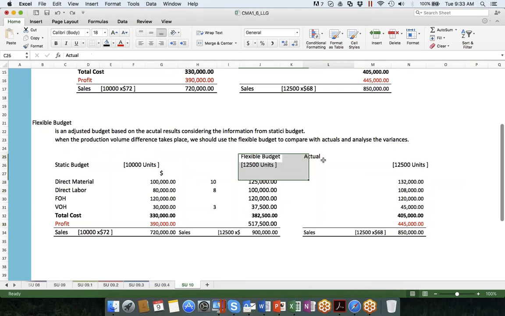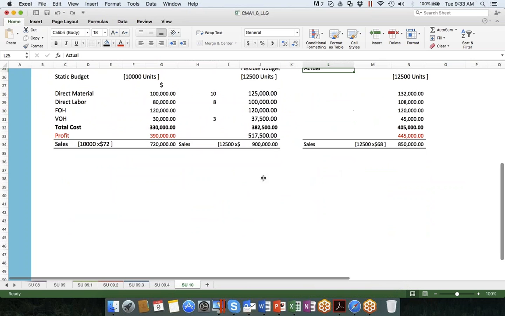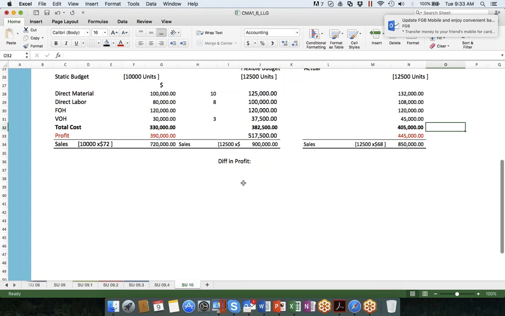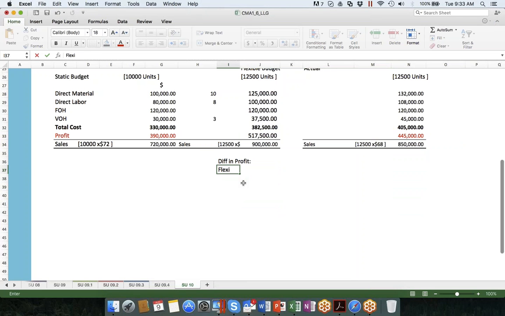Okay, that reconciliation we will do now. What is the difference in profit between only the flexible budget and the actual results? Flexible budget, how much? 517,500. And actual, 445,000. Okay, the difference, that is the variance.